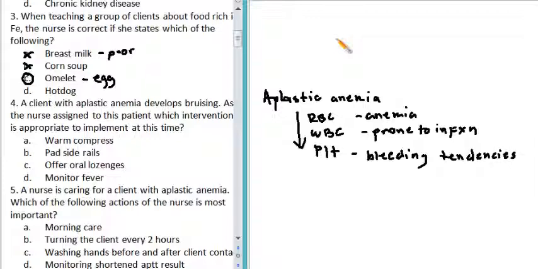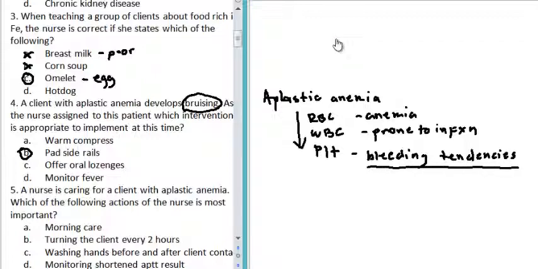And we all know that one of the interventions to prevent bleeding is padding side rails. Okay, so that's the best answer because of the word bruising. So the patient is manifesting signs and symptoms of bleeding tendencies.